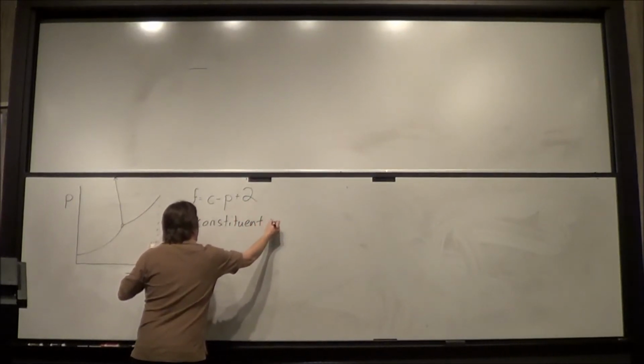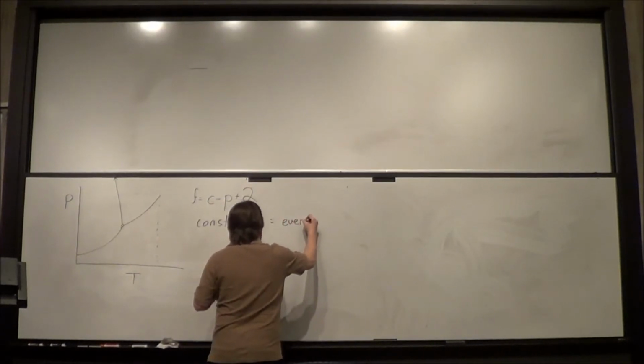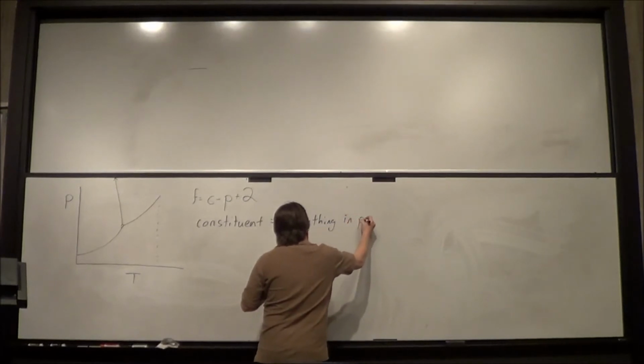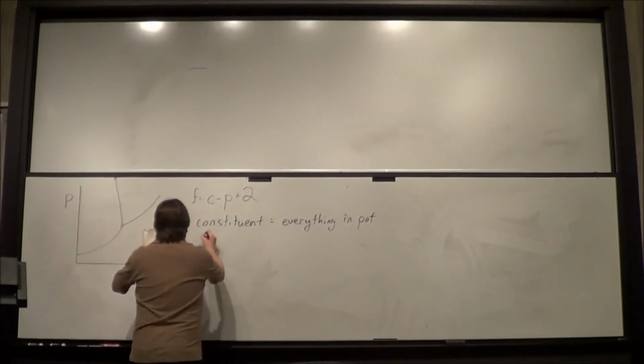I hate this stuff because the words are just long. A constituent is everything in the pot. In the pot. Okay, so this is not C. The C is the components.